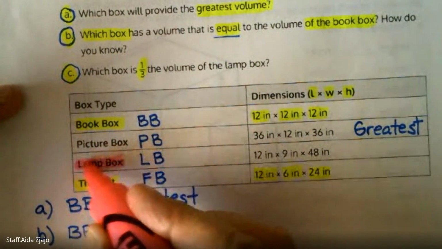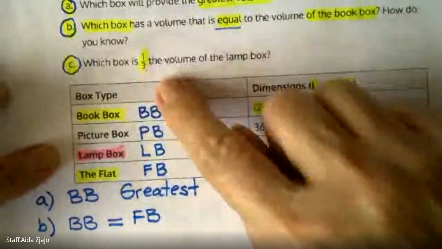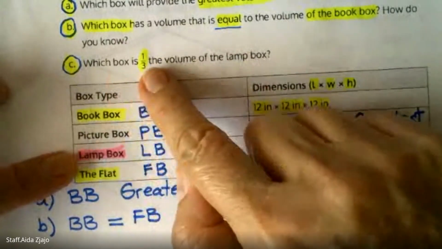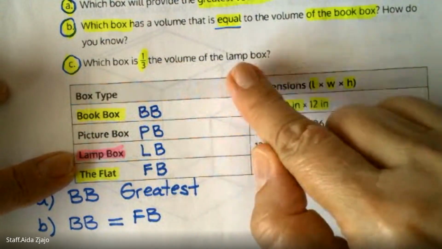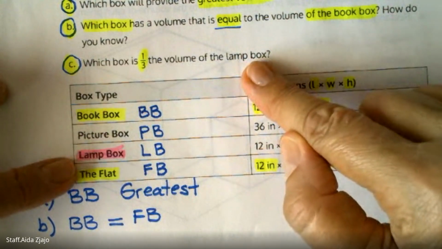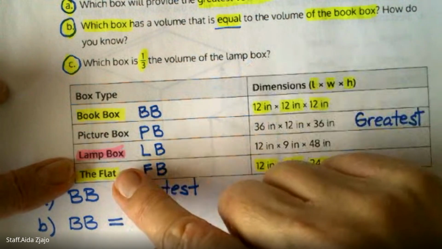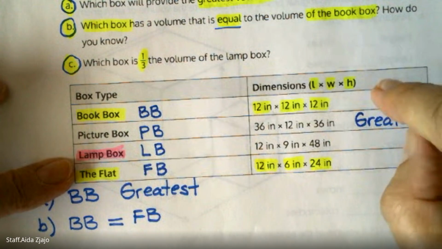And which of these is one third of... which box is one third the volume of the lamp box? So the lamp box has to be bigger, and that other box has to be one third of it.